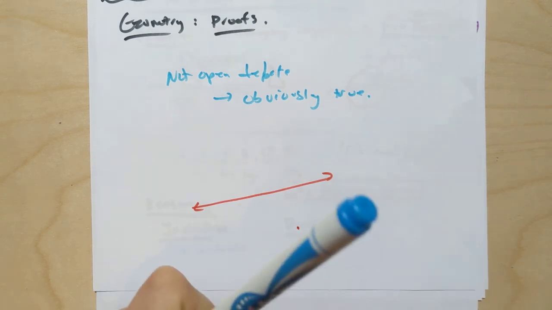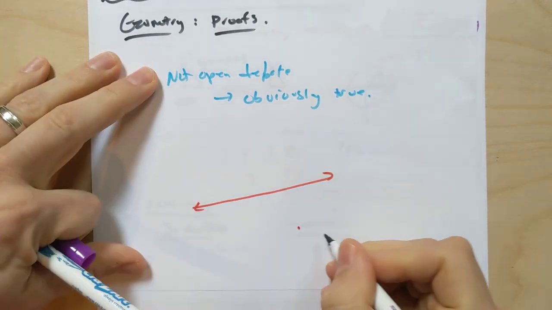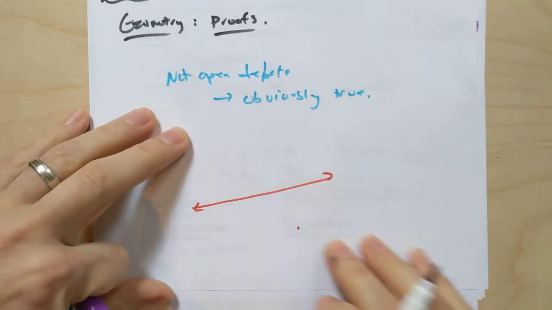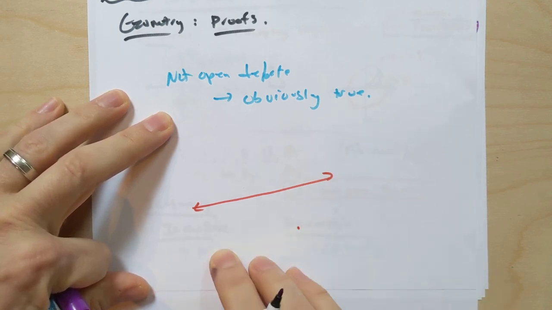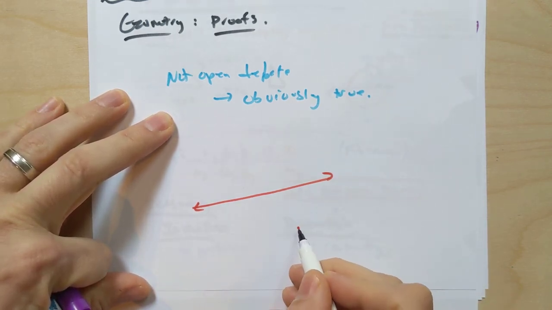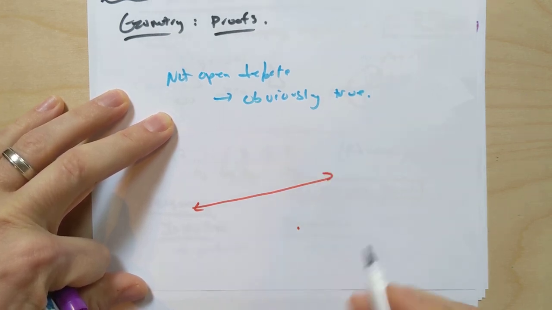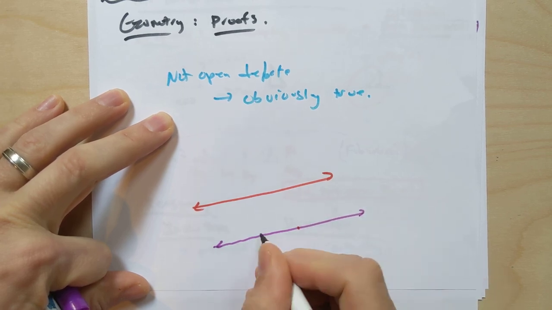You agree? Now, how many lines exist through this particular point? An infinite number of lines. You see that there's an infinite number of lines that go through this point. Now, of all the lines I could draw through this point, how many of them are parallel to this line? One. Exactly one. And I can roughly draw it right now. Boom.